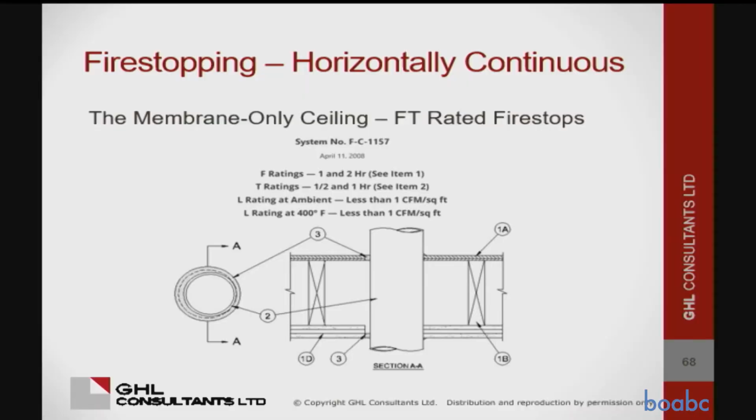So that's another thing that comes up in terms of myths with this membrane-only ceiling. When you think really, really hard about this thing, they say, oh, well, now only the membrane is the assembly. Therefore, now the temperature rise has to be measured at the top of the membrane and not at the top of the floor assembly. It's like, well, if you want to create a problem that can't be addressed by a fire stop system, I guess you could do that.